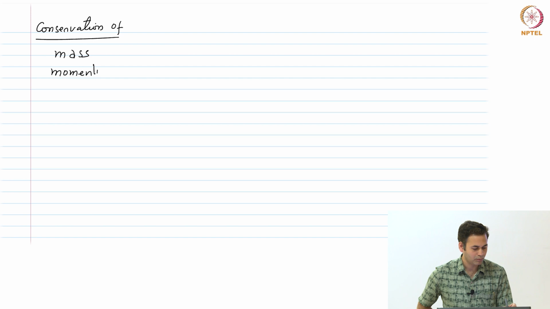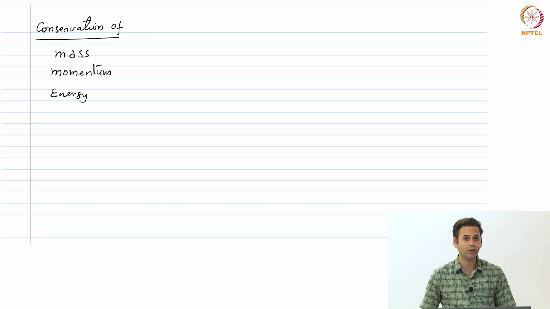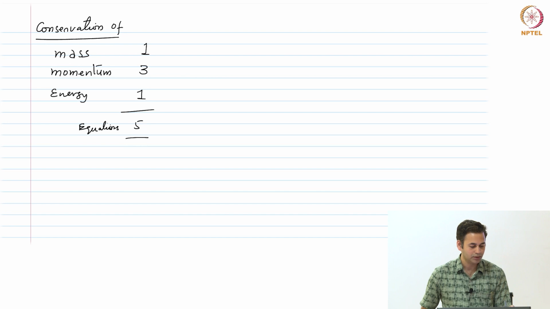momentum, and energy, right? So essentially how many equations we have? We have one equation for mass, right? And momentum equation is how many? Three of them, right? We have one in each direction, and then energy equation is one equation. So essentially we have five equations at our disposal, okay? And how many unknowns do we have?